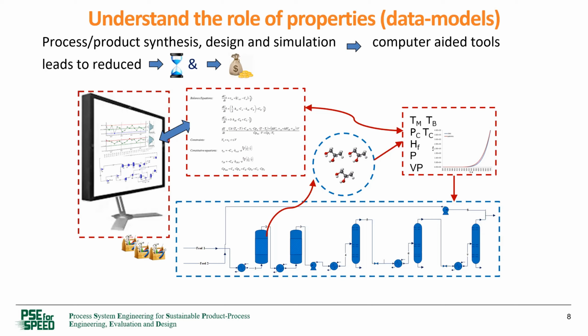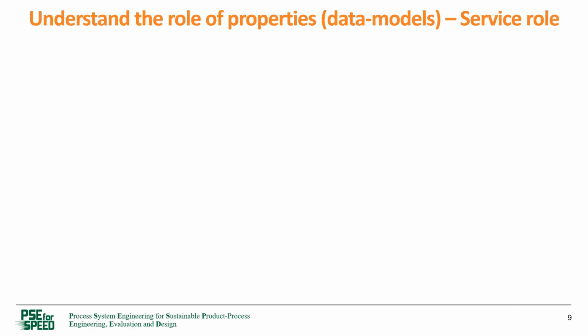Now, can we have a model that will represent the reality? That is what we will see and how to do that. So let's understand the role of properties in terms of process engineering. The first role I say is a service role.